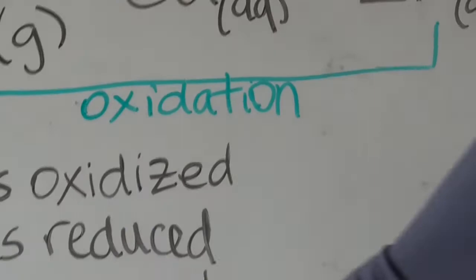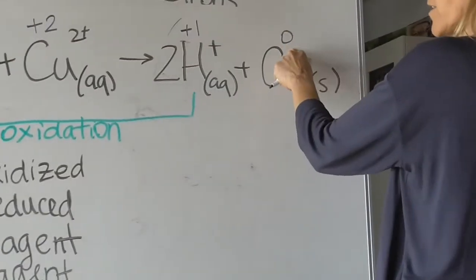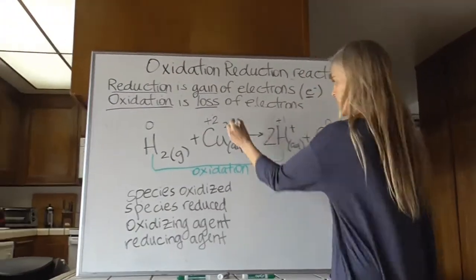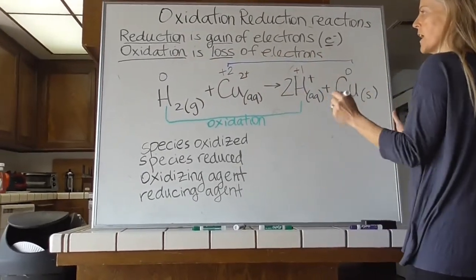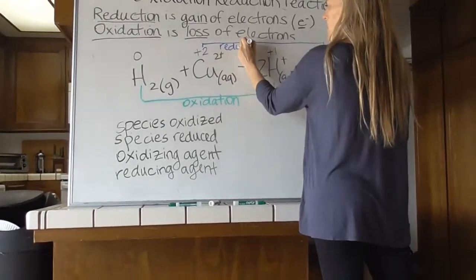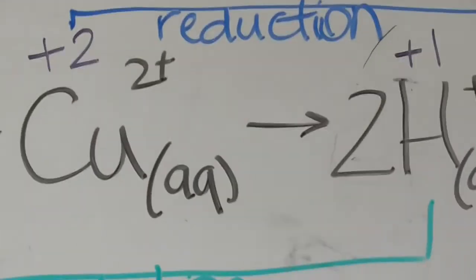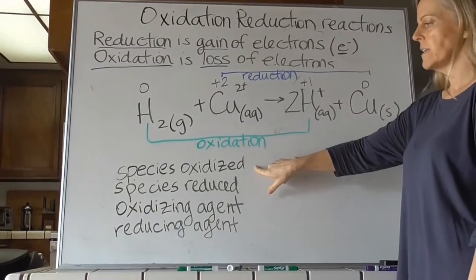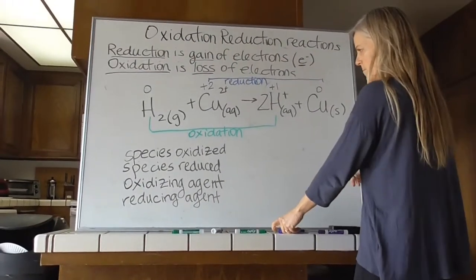And then we have the copper that went from +2 down to 0. So for copper, that was our reduction. Okay, so now pause the video again and look at what you think these are going to be down here based on the examples that we did before.